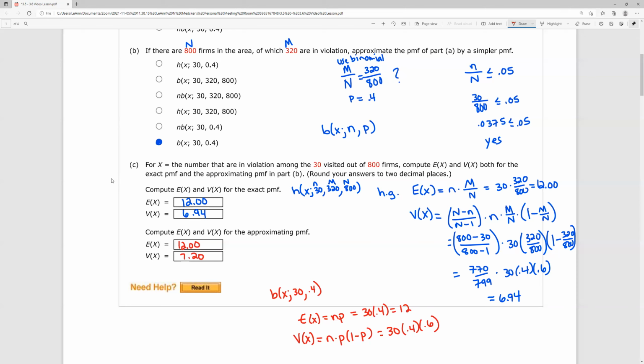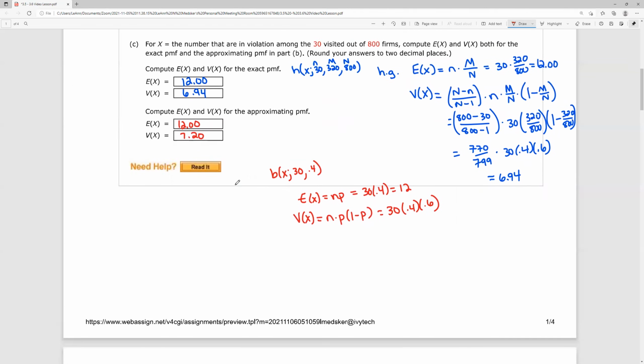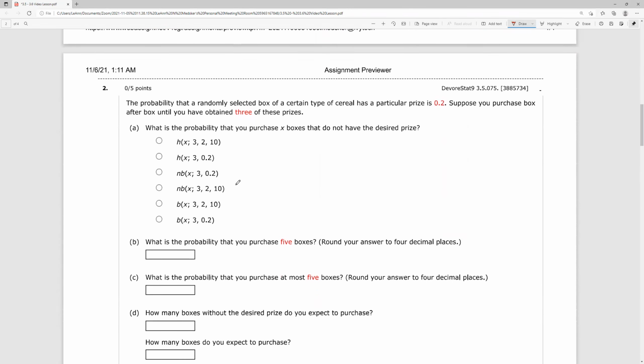So that one is complete. Let's move on to number 2. For this next one, this is a different distribution that's in this section, more specifically in 3.5.